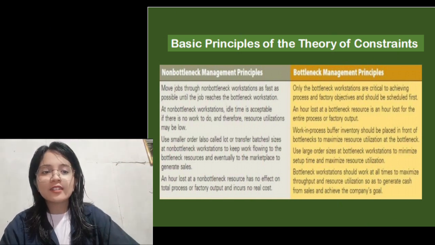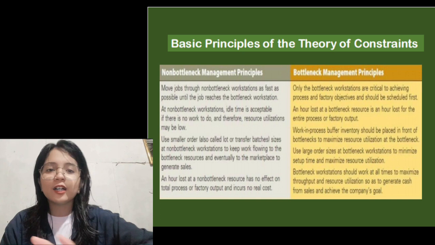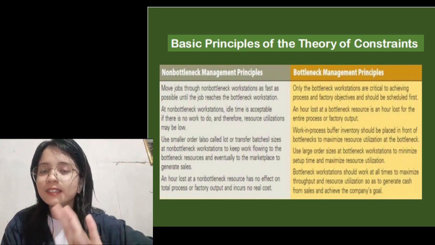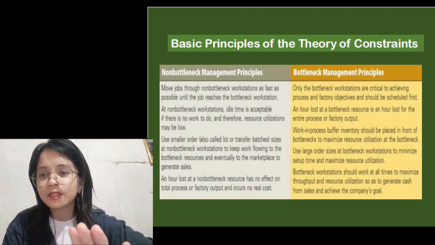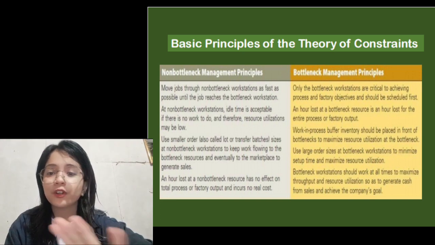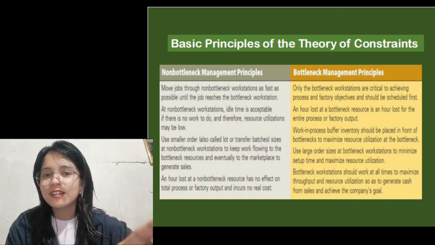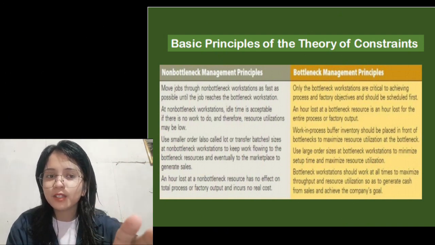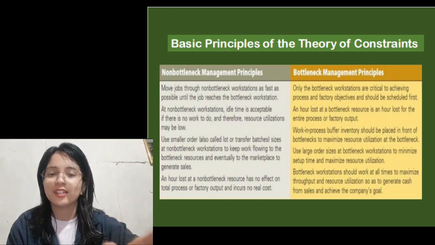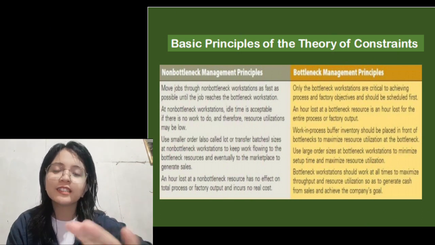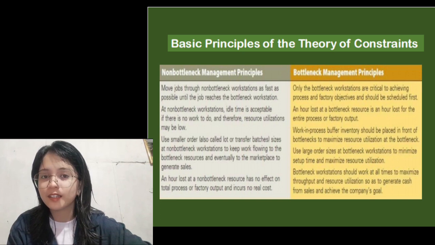So, sabi dito, ang bottleneck ay maaari siyang maranasan talaga sa isang organization. So, we need to be prepared and malaman kung ano yung mga bottleneck sa isang company or sa isang production or organization. So, ang non-bottleneck naman is parang kabaliktaran ng bottleneck.